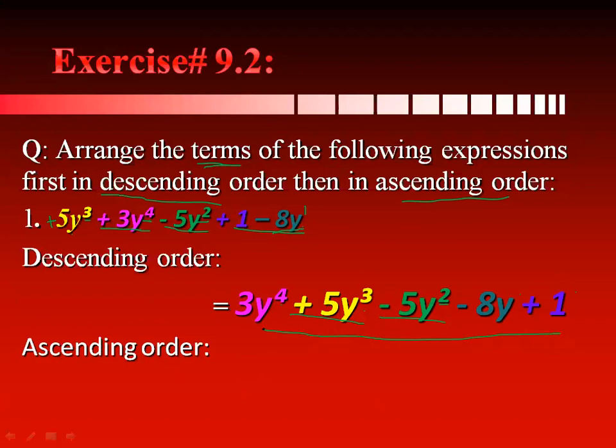Now if you want to write the ascending order of this expression, you will simply write the reverse of this order. But keep in mind that you have to write it down along with their signs. So you will start from this one, plus 1. So you will write here 1 on.